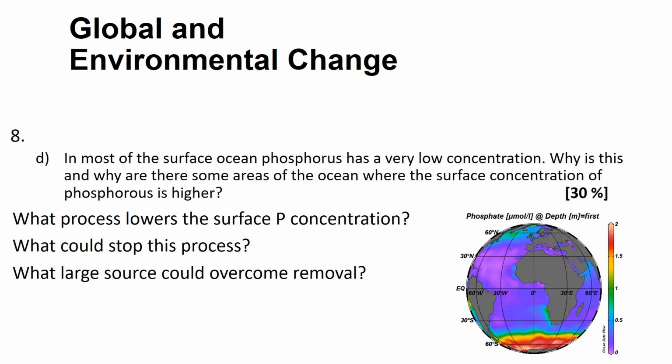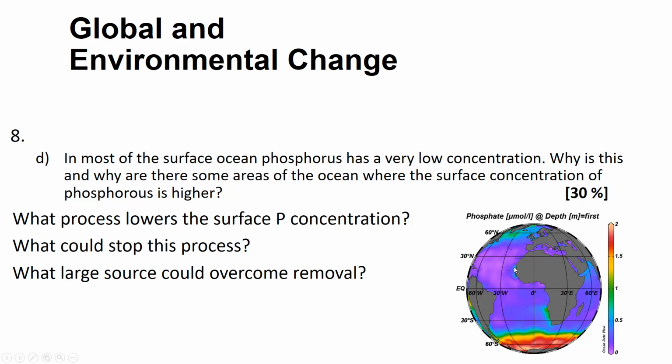So I guess the first question is, why is the concentration low? We could expand on that and write the question in a different way by just saying what processes lower the surface concentration of phosphorus. That's effectively saying why is this? Why is the concentration low? So we're looking for an explanation of the mechanisms which are redistributing the phosphorus within the ocean.